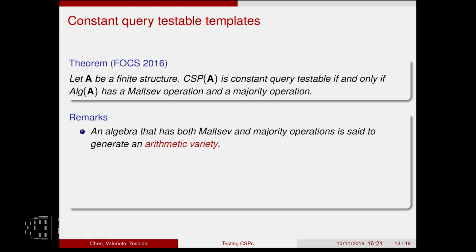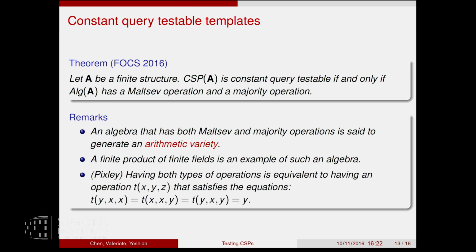Maybe this isn't so critical, but these kinds of structures that have both operations have been well studied by universal algebraists. The equational theories of such algebras are said to be arithmetic varieties. An example of such an algebra: if you take a finite product of finite fields, then such an algebra will have these two kinds of operations, so it will be arithmetic. And Pixley observed that, in fact, this one polymorphism will give rise to both of these and vice versa. If you have both of these, you can get one of these. So it's just a more convenient way to capture this property, having a Pixley term.